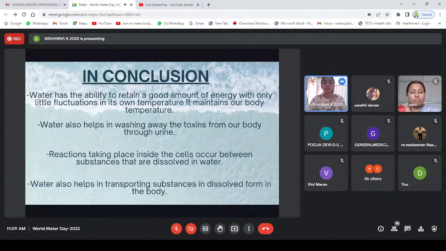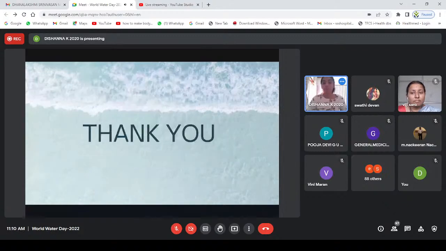It also helps in washing away the toxins from our body through urine. Reactions taking place inside the cell occur between substances that are dissolved in water. Water also helps in transporting substances in dissolved form in the body.